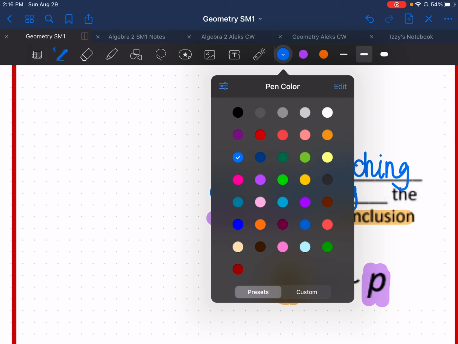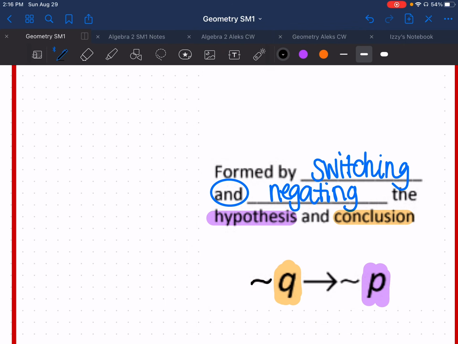So it changes the form. Notice it adds both. It does the flip like the converse does. It switches them like the converse does. And then it adds the not to both just like the inverse does.